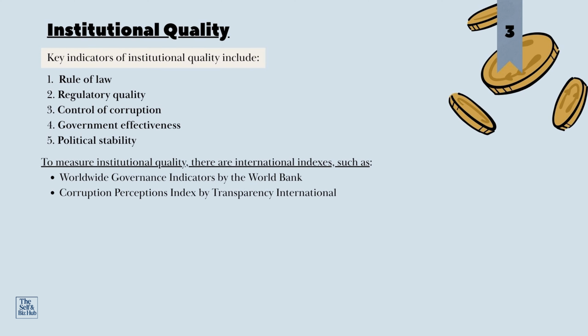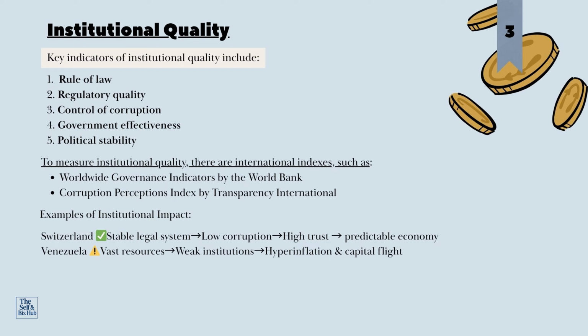To measure institutional quality, there are international indexes, such as Worldwide Governance Indicators by the World Bank, Corruption Perceptions Index by Transparency International. Let's look at some examples. Switzerland. Stable legal system, low corruption, high trust in banks and businesses. Venezuela. Vast resources but weak institutions, leading to hyperinflation and capital flight. The takeaway is clear. It's not resources that make a country wealthy, but the quality of its institutions and their ability to be applied effectively.